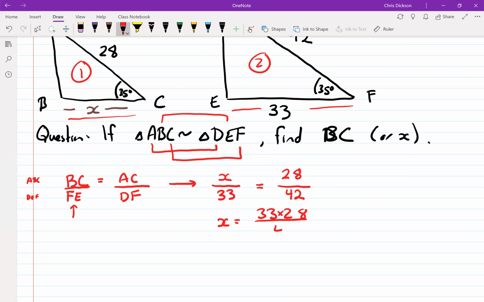all over 42. And once again, you're going to want to use a calculator for these kinds of questions. And I don't have my calculator handy. Do I? Oh, I do. I took it to school yesterday. There we go. 33 times 28 divided by 42, which is 22. Okay, let me just double check that again. 33 times 28 divided by 42, 22. Okay, so if they are similar, then you can actually solve a lot of properties about the pictures.